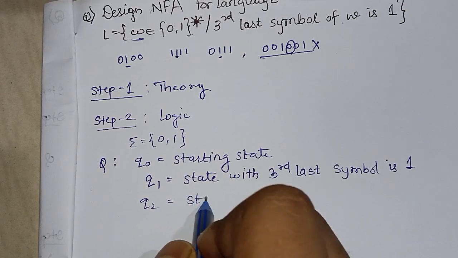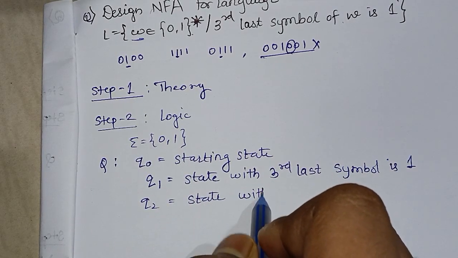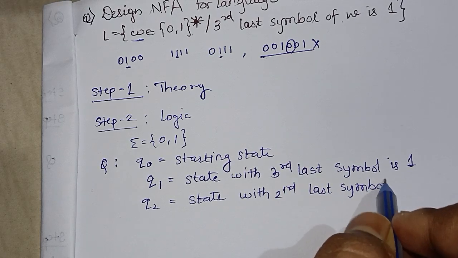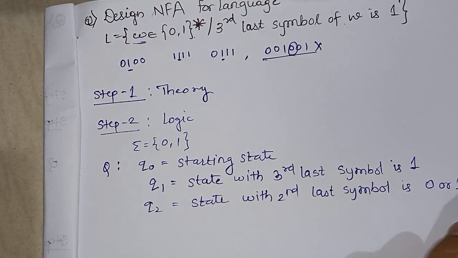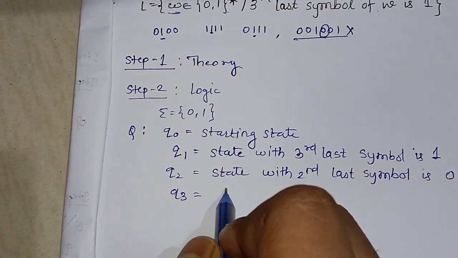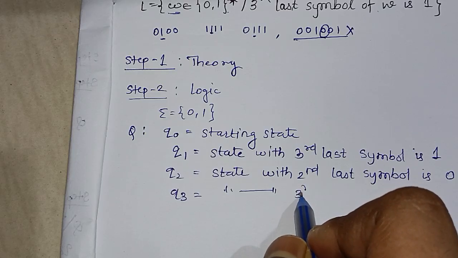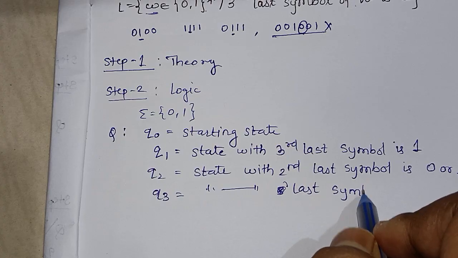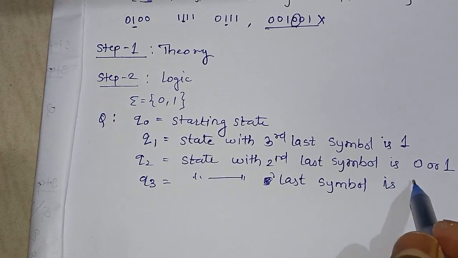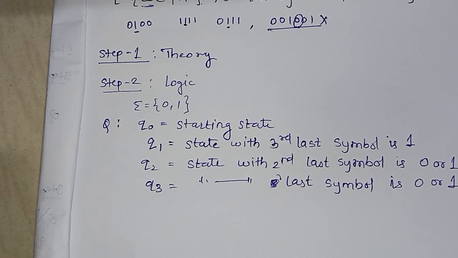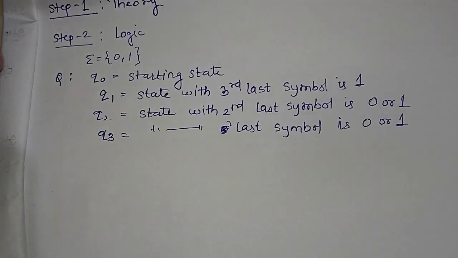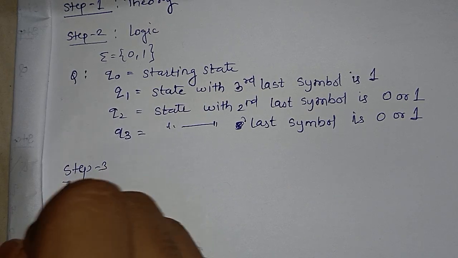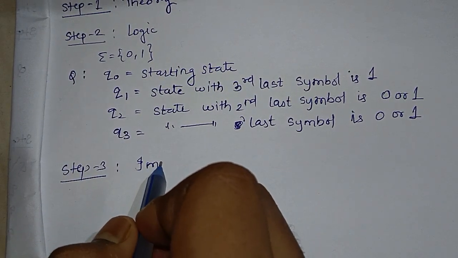Q2, state with second last symbol is 0 or 1. Same as Q3, which is the state with last symbol is 0 or 1. Okay, in this way we will take the states. Now our step 3 is implementation.